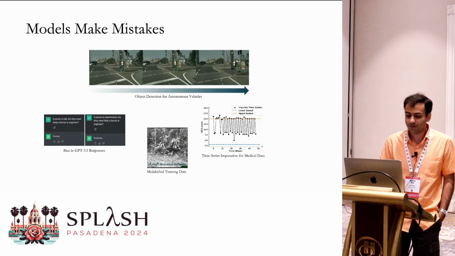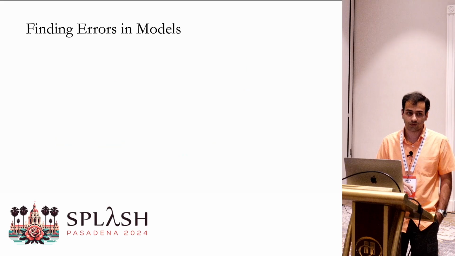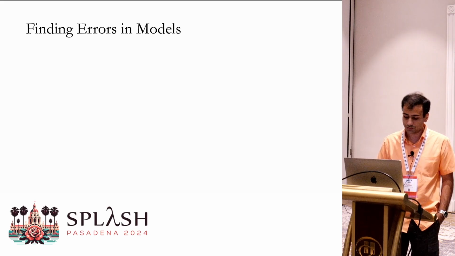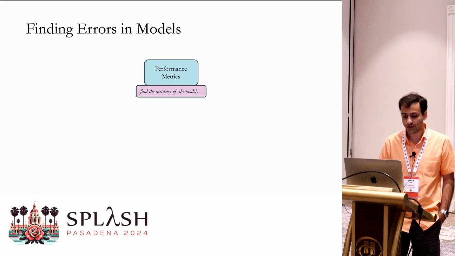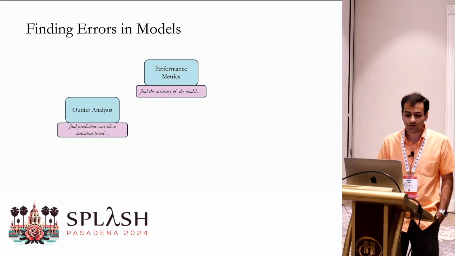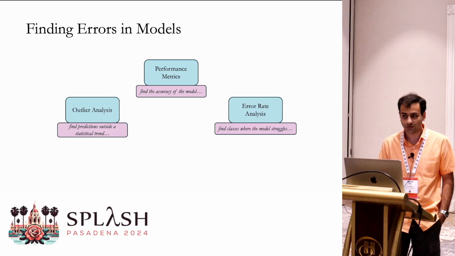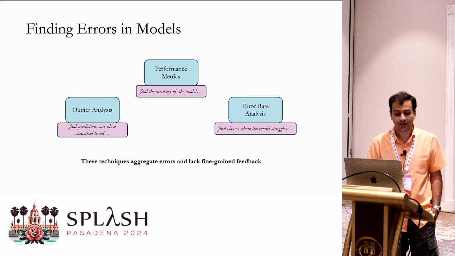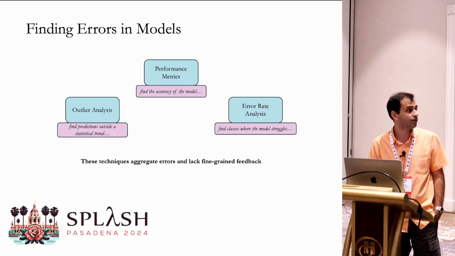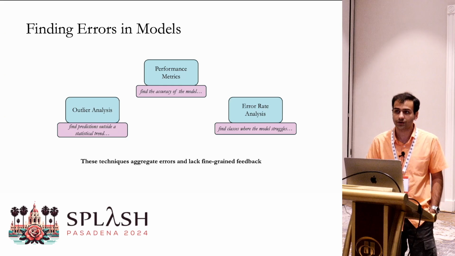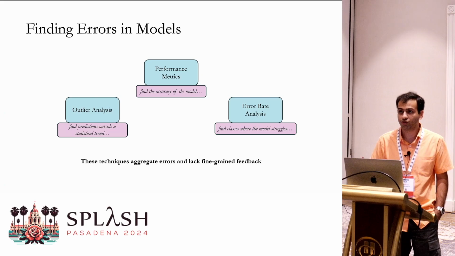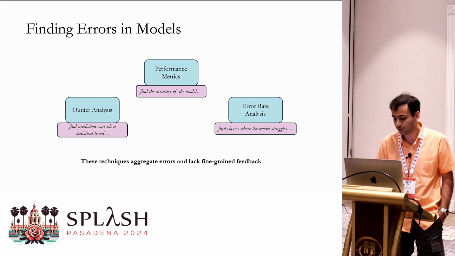And in every case, finding those specific errors that we are looking for is kind of tricky. To do so scalably, people typically go to performance metrics like accuracy, or use statistical techniques like outlier analysis or error rate analysis. But a problem with all these techniques is that they aggregate errors and don't really give you fine-grained feedback. So if you want a really specific error, you have to filter through a lot of potential errors to actually get the specific kinds of errors that you want.